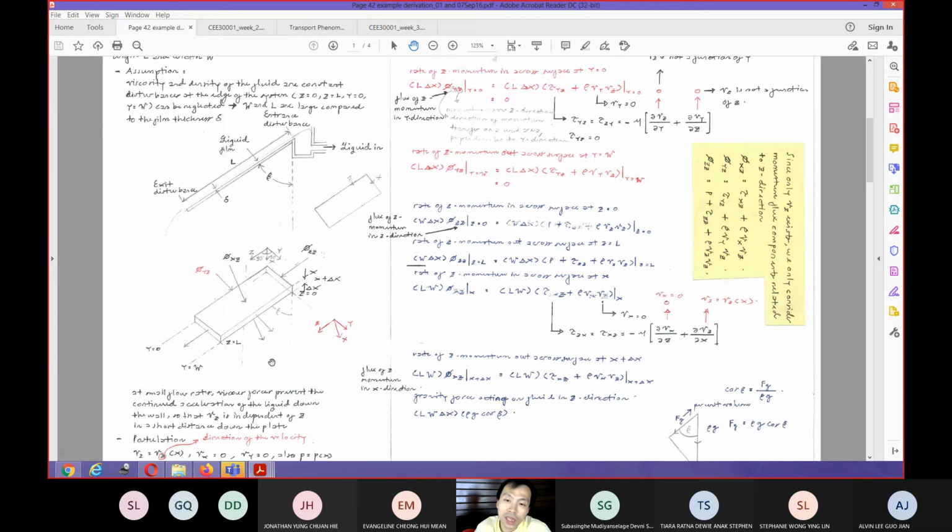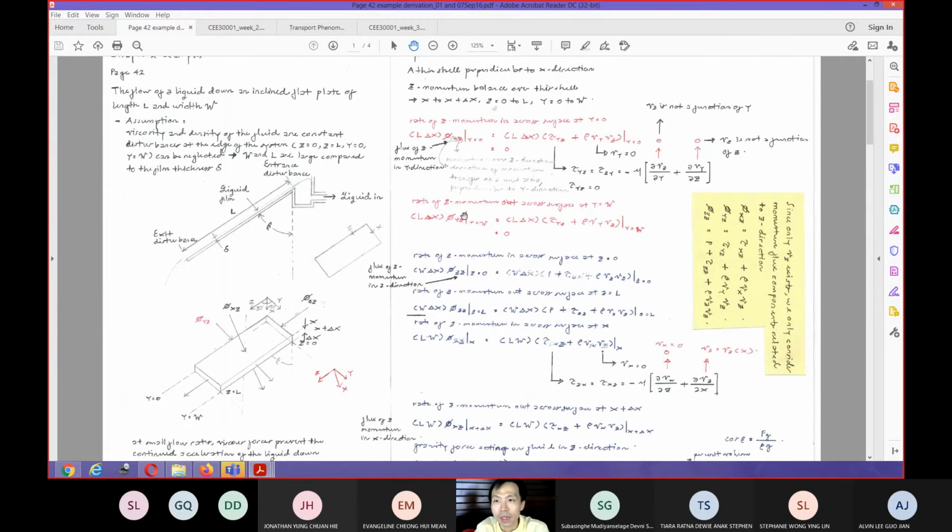Once we draw our shell elements in more detail, we know it looks like this, right? And then we can draw where the respective flux or the respective force is working. So we have this xz, yz, zz. We can inspect the z momentum balance over the shell. So the rate of z momentum in across the surface at y equals 0: at this particular position at y equals 0, the surface area where the force applies is represented by L multiplied by delta x. So that will be this particular area in here.